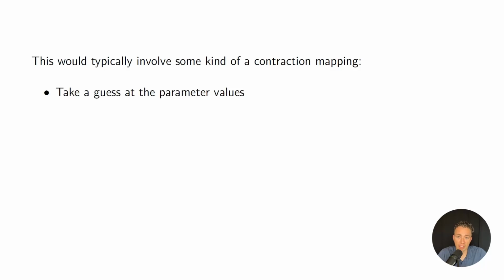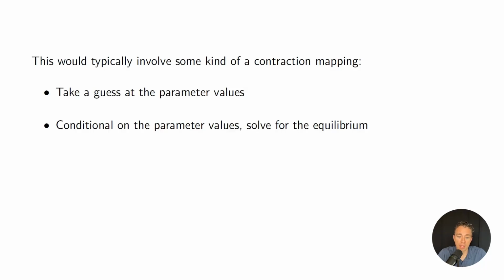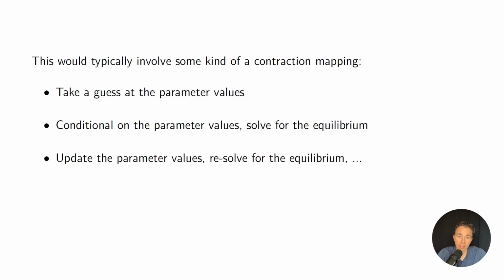We have to take a guess at the parameter values, then conditional on those parameter values, solve for the equilibrium, which means to find the fixed point of that contraction mapping. Then we just repeat this again with new parameter values and so on until it converges. And this is just like the NFXP algorithm that we talked about with the Rust bus engine problem.